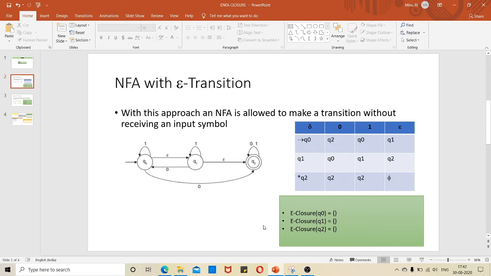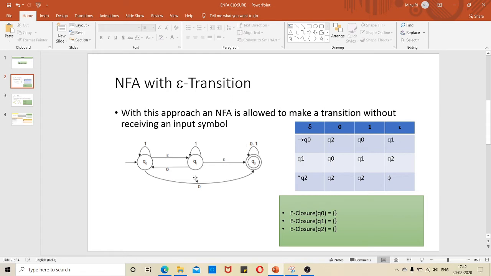An NFA with epsilon transition is one where, even without an input in a particular state, we can transfer from one state to another state. That is possible using an epsilon NFA. Here, without an input, the term is symbolized as epsilon mathematically. So this is an example of an epsilon NFA.